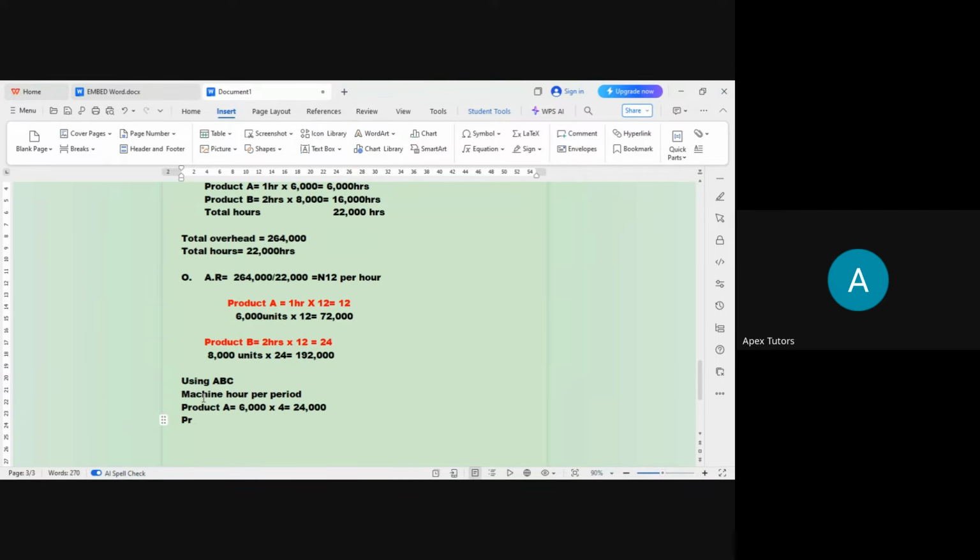And for product B, we have 8,000 multiplied by 2. So the result will be 16,000. So the total machine hour for the period will be what? 40,000.